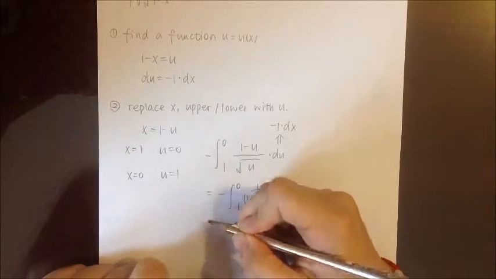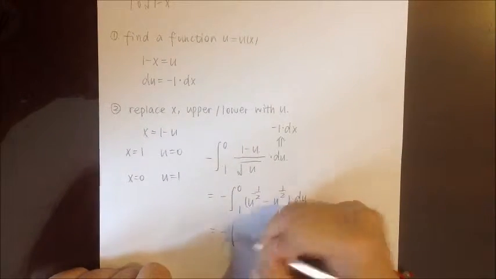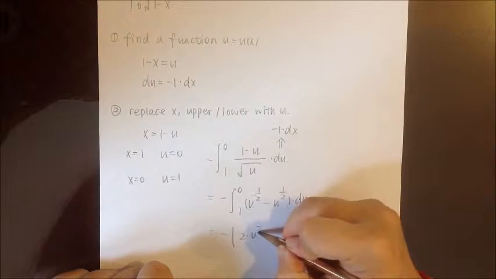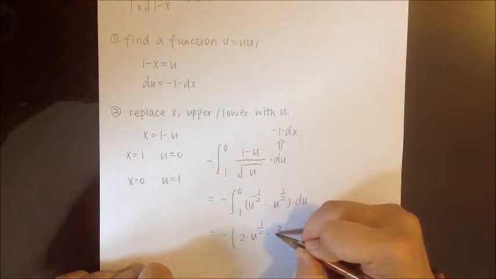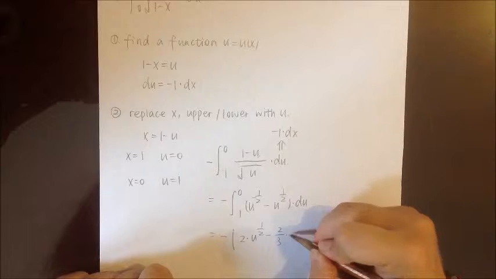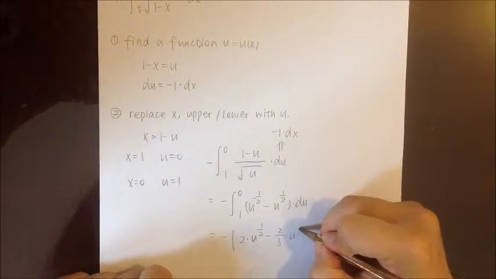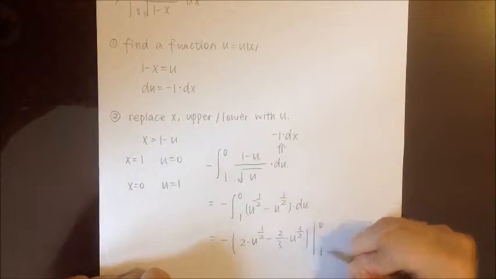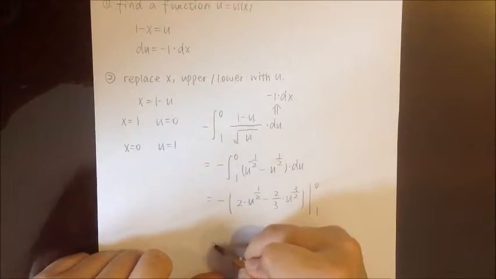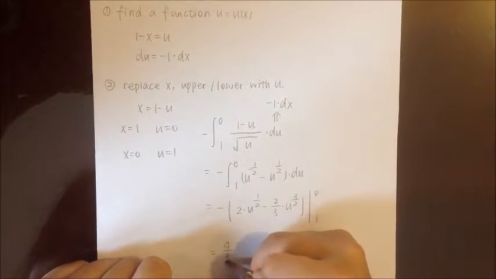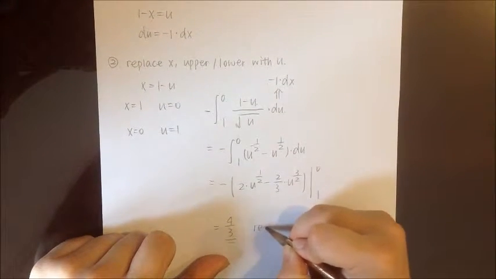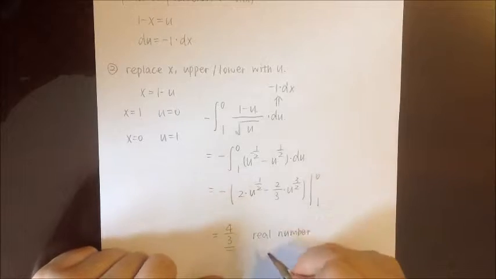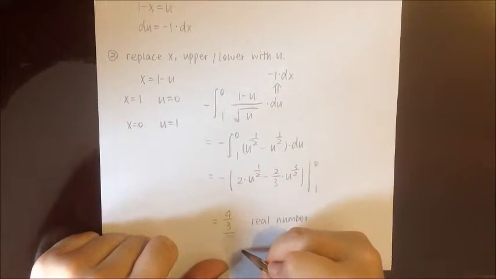and this equals to -2 times u to the +half times 2 over 3 times u to the 3 over 2, and with the boundaries 0 and 1, we can get the result is 4 over 3. Since 4 over 3 is a real number, we can get the result that this integral is convergent.